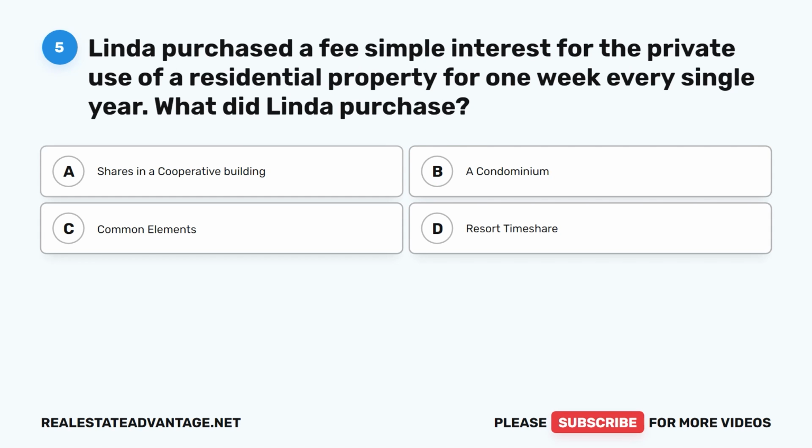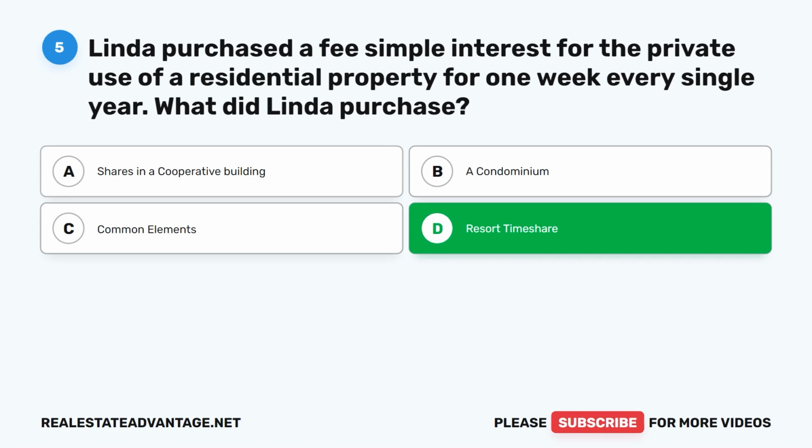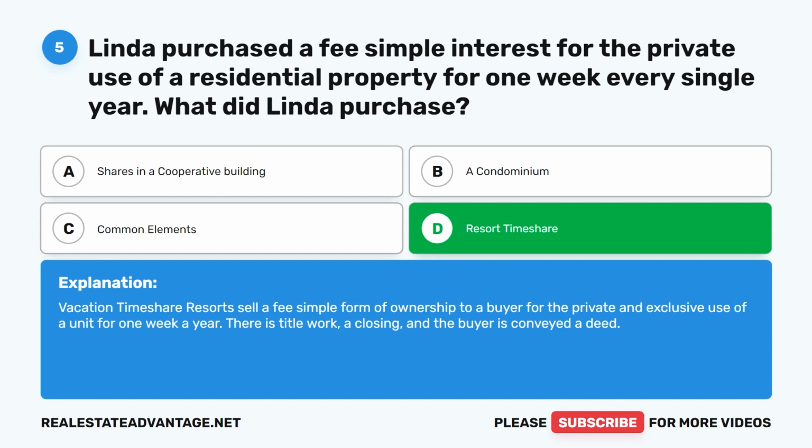Question 5. Linda purchased a fee simple interest for the private use of a residential property for 1 week every single year. What did Linda purchase? A. Shares in a cooperative building. B. A condominium. C. Common elements. D. Resort timeshare. The correct answer is D. Resort timeshare. Resorts sell a fee simple form of ownership to a buyer for the private and exclusive use of a unit for 1 week a year. There is title work, a closing, and the buyer is conveyed a deed.